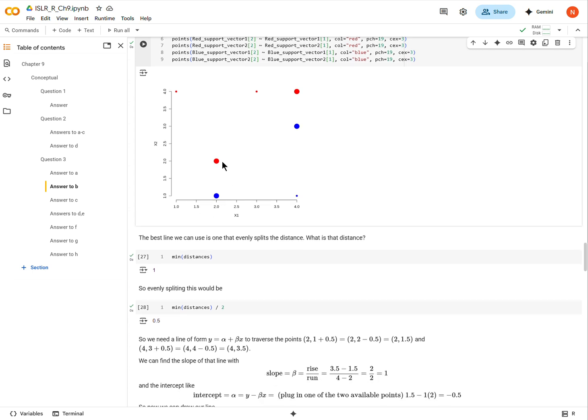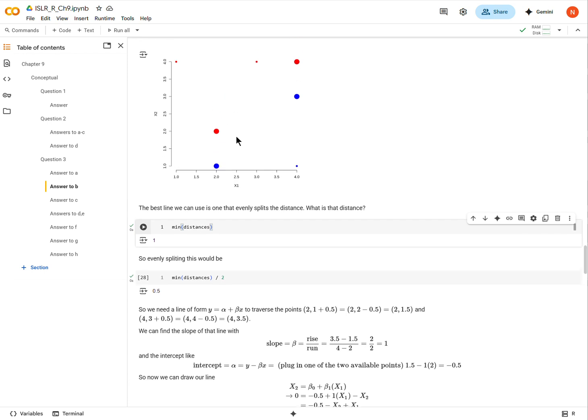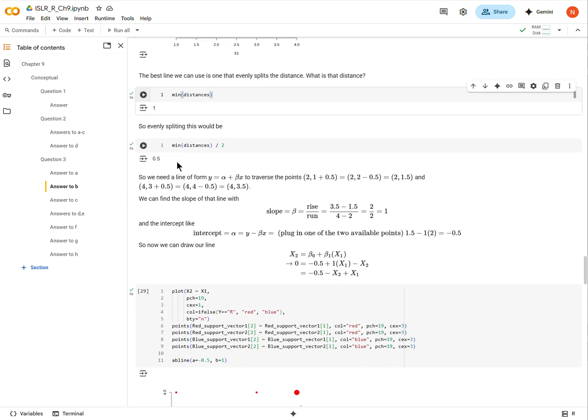So we need to find what the distance is between this and this, which is going to be equal to the distance between the other pair. And so that happens to be 1, right? The minimum of the distances is 1. And so because the hyperplane needs to evenly split these, well then the hyperplane should be half, 1/2 unit, between, or to either member of the pair. Okay, so we have that.